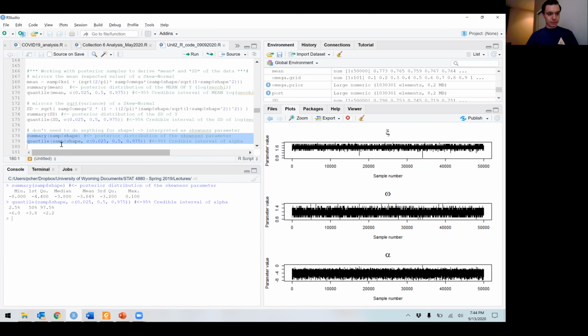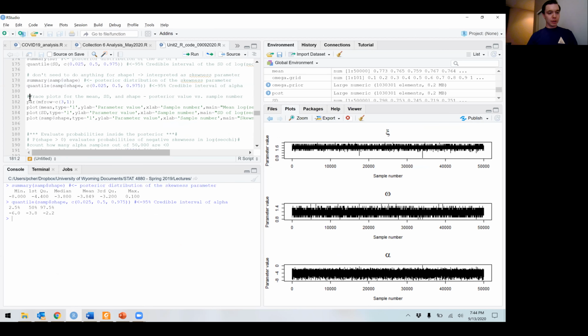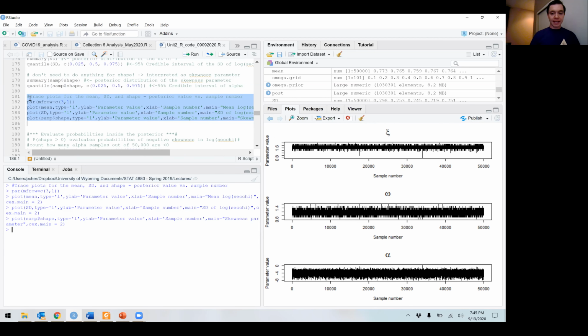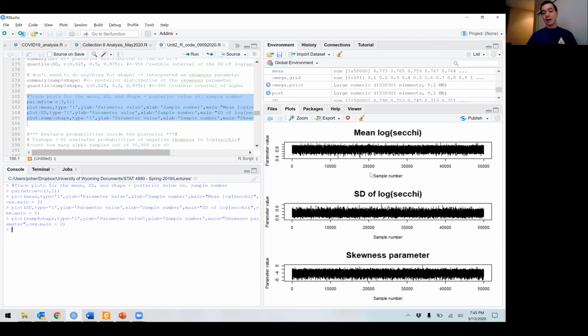So I can also look at the trace plots of the mean, the standard deviation, and the skewness parameter. You again see that we have nice stationary distributions. They have a constant mean and a constant standard deviation. There are no patterns in there, a nice stationary distribution. That's what we look for when we look at trace plots.